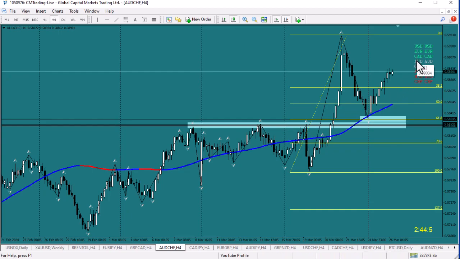If you look at the Aussie, that's the neutral side of things, but Swiss is very weak, and going long here will give me the opportunity to be short on the Swiss.